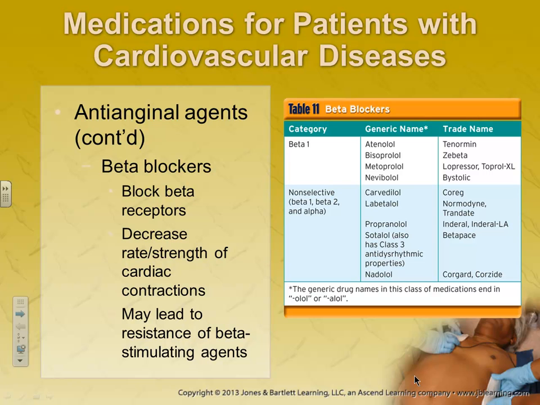The reason why it's going to be an anti-anginal agent is because it's just going to take the cardiac workload off. If it decreases the strength of contraction, and if it decreases the heart rate, the heart's not going to work as hard, right? And it also says it may lead to the resistance of beta-stimulating agents. Epinephrine. Albuterol. You take a beta blocker, and then you take a selective sympathomimetic, they're going to kind of collide, right?